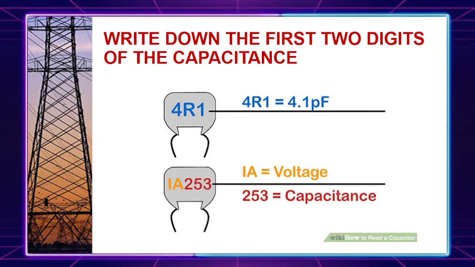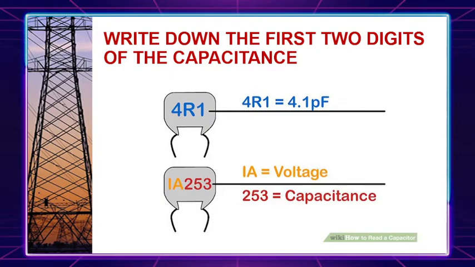Let's focus on the example. A code like 1A253 is actually a class 2 code. Meaning to say, 1A tells you the voltage and 253 tells you the capacitance. I repeat, 1A talks about the voltage and 253 tells you the capacitance. So this is how you read codes that contain letters.